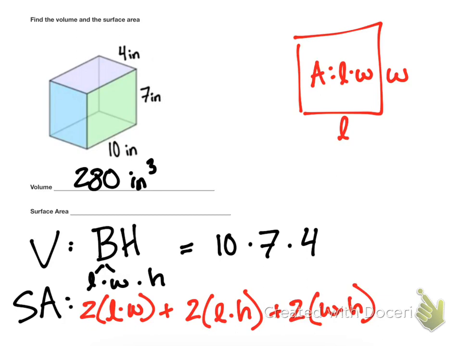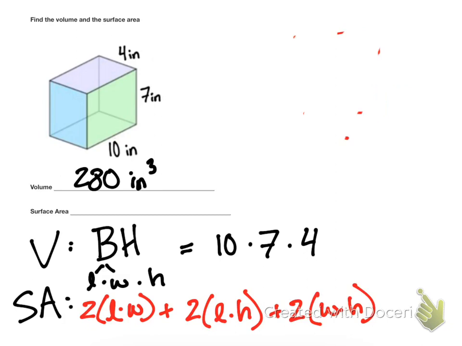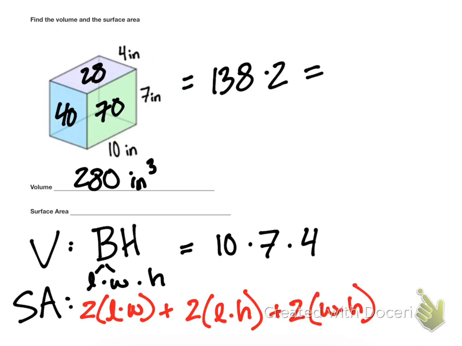For each side, we're doing length times width or length times height. So in this case, like I said, we did it all. We found out that one of the sides was 70, one is 28, and one is 40. So I'm going to make it easy. We found that's 138. I want to multiply it by 2. 138 times 2. What is 138 times 2?